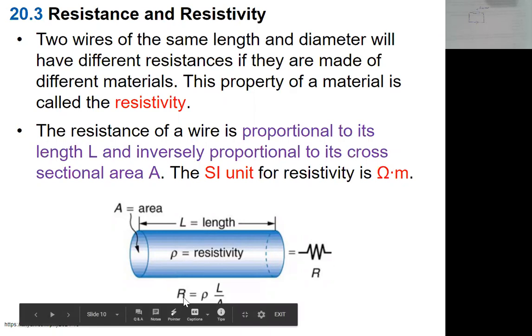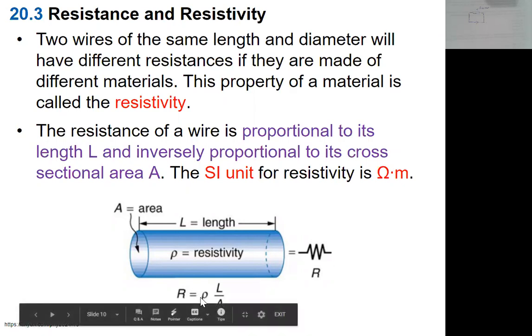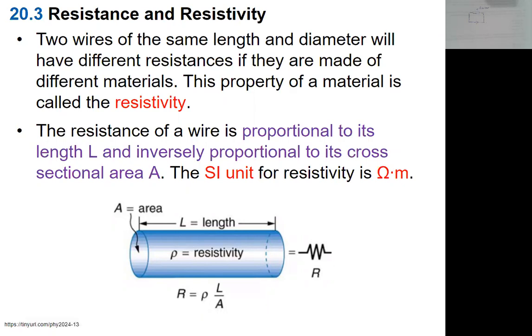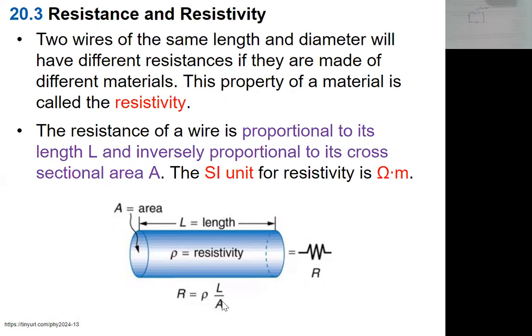The resistance is proportional to the resistivity rho. Earlier when we saw rho, it stood for density, but in this context it stands for the resistivity of the material, times the length divided by the area. So if you have a longer wire, the resistance will be larger. If you have a thinner wire, the resistance will be larger too. If you have a thicker wire, the resistance will be smaller.